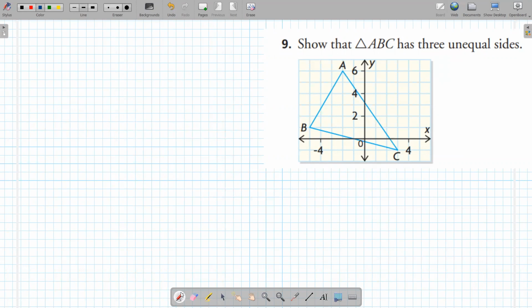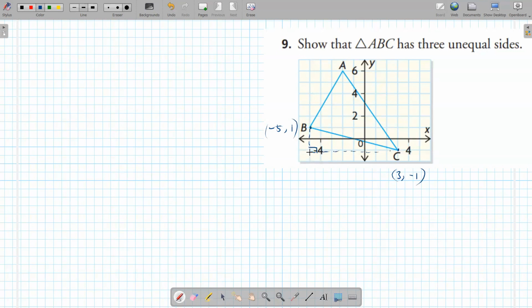We need to calculate the distance between the points. So this point here is -5 on the x, 1 on the y. This point here is 3 on the x, -1 on the y. How do you find the distance between 2 points? Turn it into a triangle like this. It's going to become a right angle triangle.